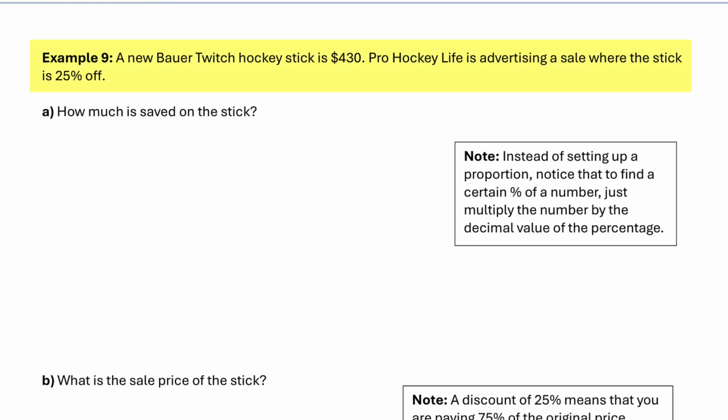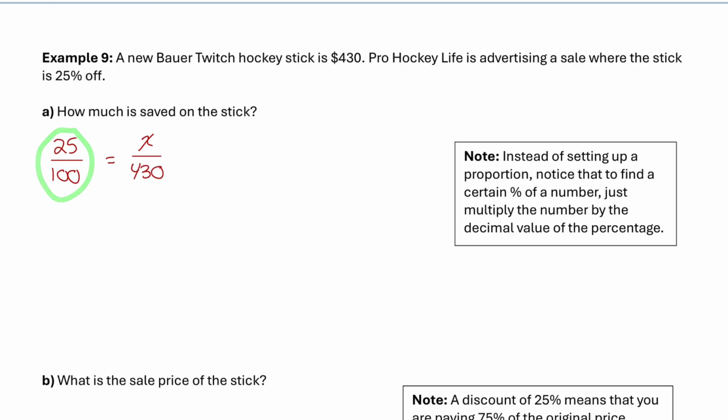Where a new Bauer Twitch hockey stick is $430. Pro Hockey Life is advertising a sale where the stick is 25% off. How much is saved on the stick? Well, let's figure out what is 25% of $430 to figure out how much is taken off. Well, 25% means 25 per 100, and to figure out what 25% of 430 is, I can set up a proportion. I'll set 25 over 100 equal to some unknown amount per $430.